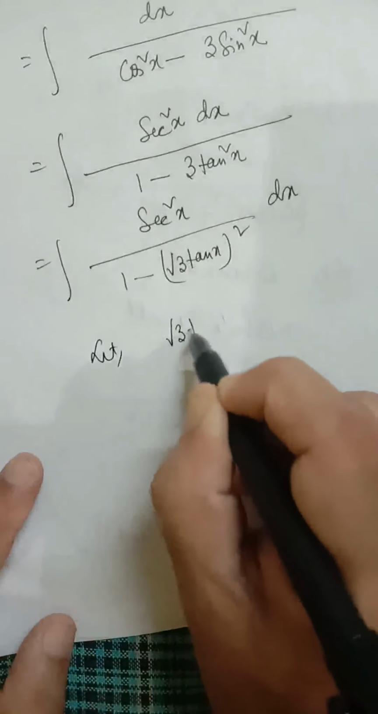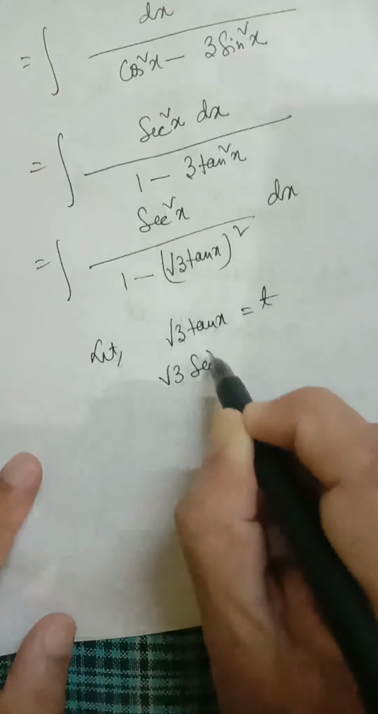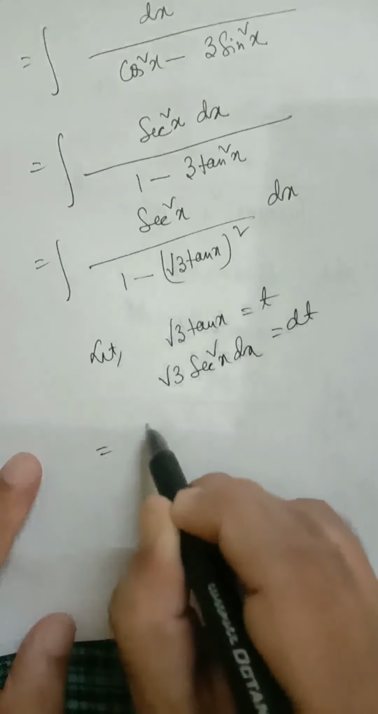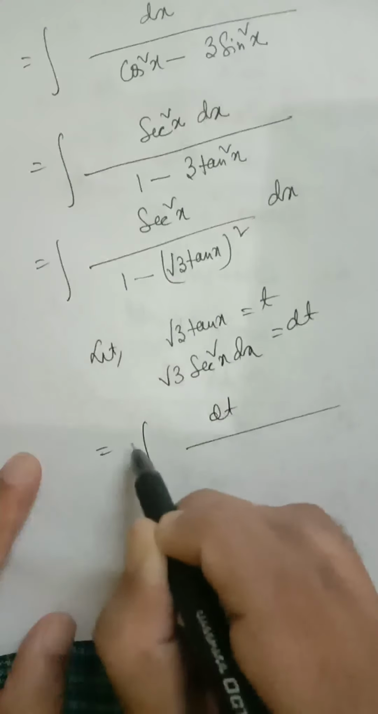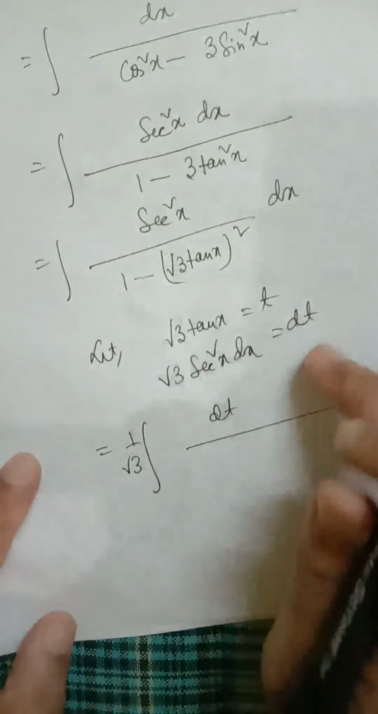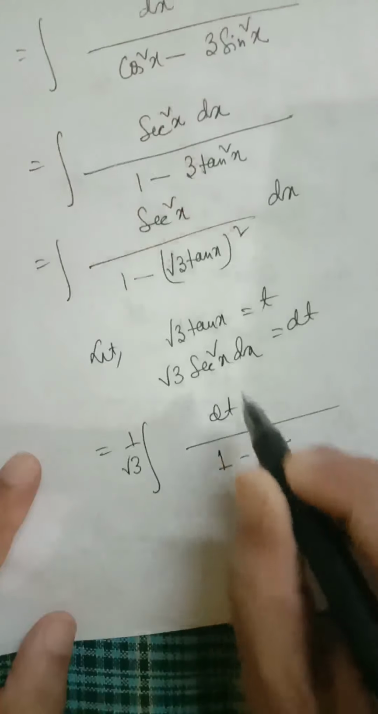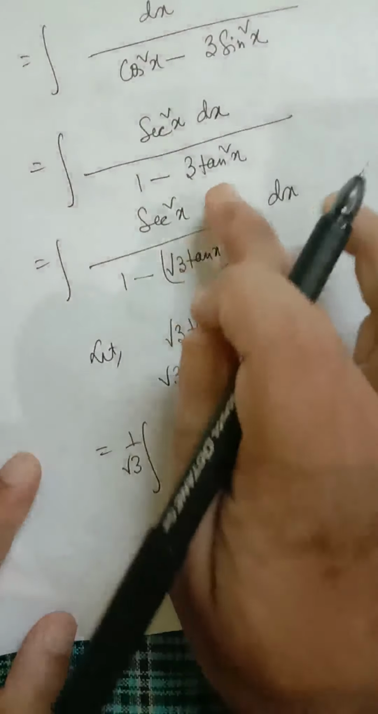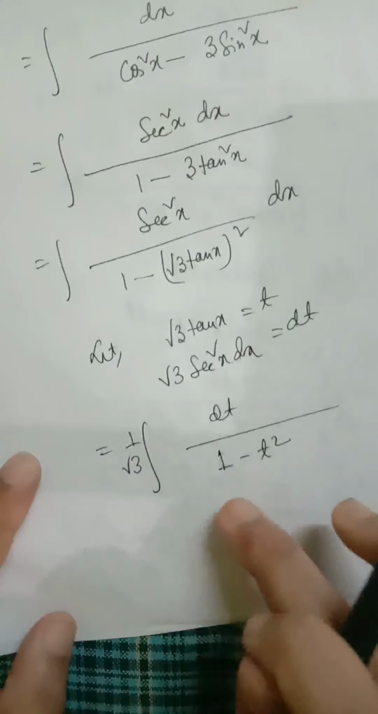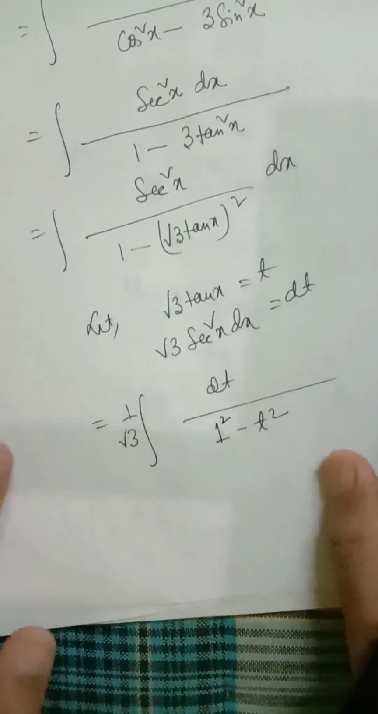So root 3 into tan x is equal to t. Its derivative is root 3 into sec square x dx is equal to dt. So sec square x dx is dt by root 3, and the denominator is 1 minus t square, where root 3 tan x equal to t. So this integral will become 1 by root 3 dt by 1 minus t square. 1 we will write as 1 square minus t square.